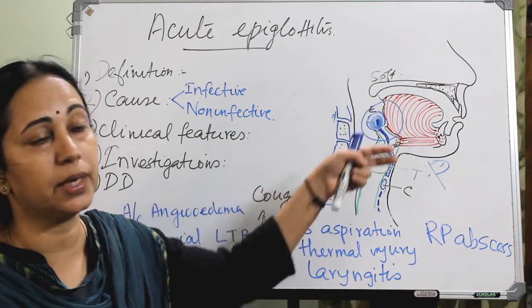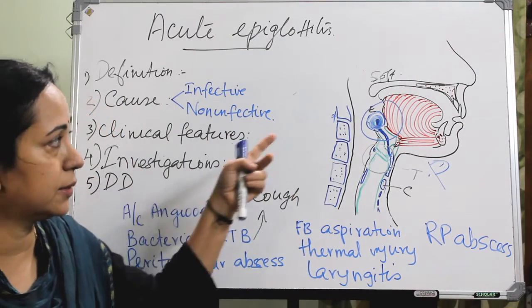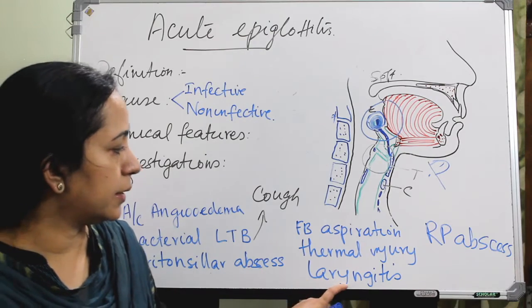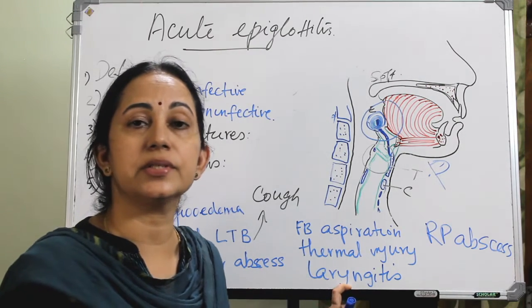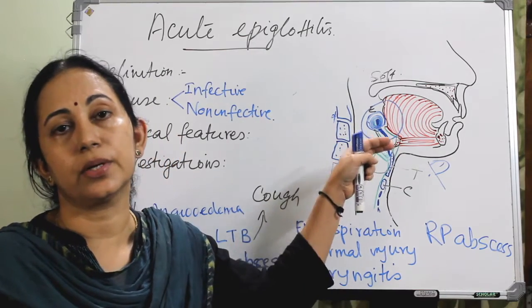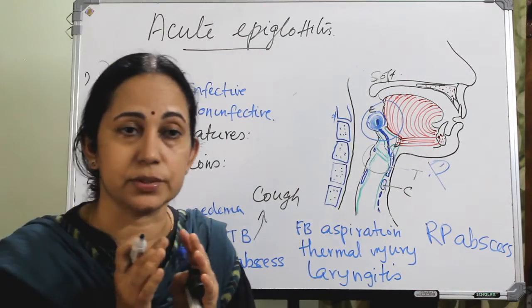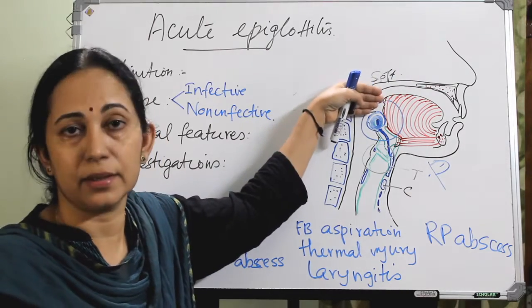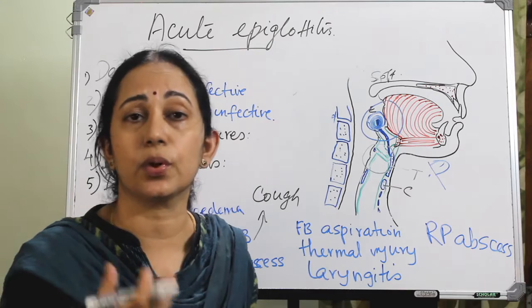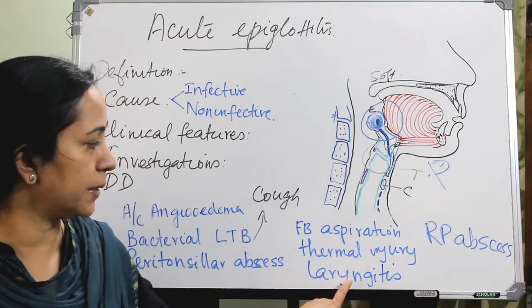Mainly there will be a typical history of foreign body aspiration or thermal injury. Laryngitis, main differentiating feature is the sound of the patient. In acute epiglottitis, because the oral cavity and supraglottic structures are affected, there will be a hot potato voice or a muffled voice. But in laryngitis, there will typically be a hoarse voice.